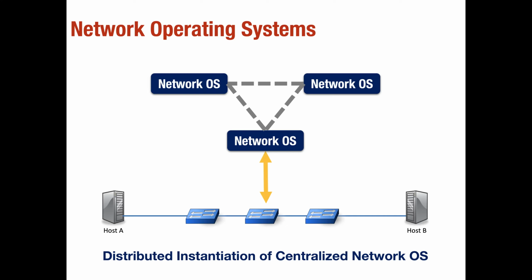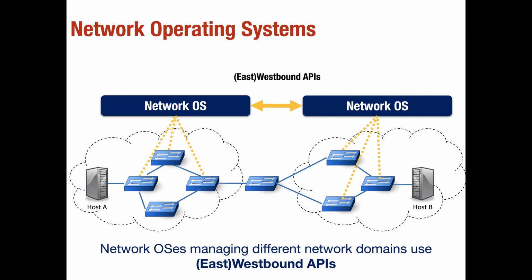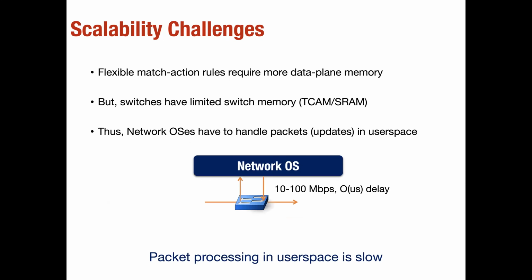All right, so let's get back to the original set of questions that we had. Now we have a sense of distributed instantiation and a centralized operating system. We know that we might require eastbound or westbound APIs to interface between different network operating systems. And we know that network operating systems have a scalability challenge because of the limited TCAM. They might not be able to handle each and every packet coming into the hardware target, and some of those packets have to be sent to the user space and handled either by the network operating system or maybe by the control program itself, right? So none of those situations are desired.